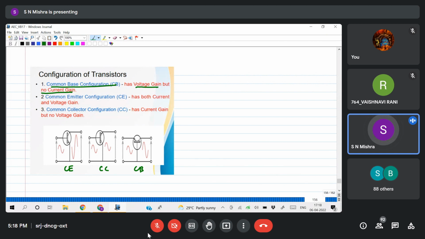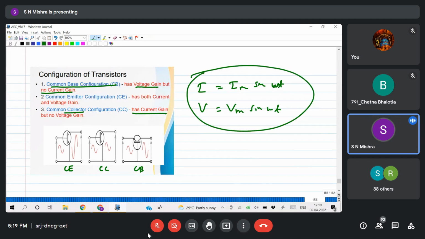Now if you go for common collector, then it has current gain. Any signal can be represented as i equals Im sin omega t. Is that a current signal or a voltage signal? Sir, current. If I want to write a voltage signal, then v equals Vm sin omega t. So these two types of signal you can represent.